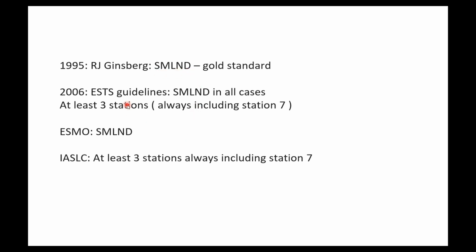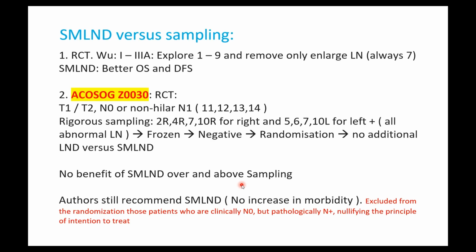care. So this was followed in a lot of guidelines till 2006, 7, 8, where ESTS, ESMO, and IASLC recommended mediastinal lymph node dissection. Then came the thought: can we do something lesser than a systematic lymphadenectomy? Can we do something less morbid than complete removal of all mediastinal lymph nodes?